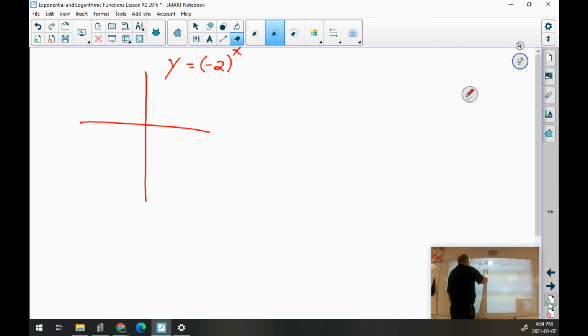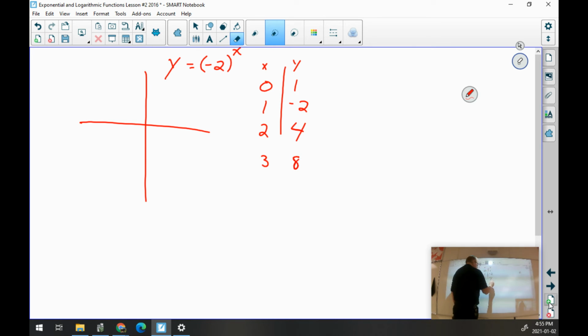We'll start at 0. So if x is equal to 0, y is going to be equal to 1. If x is equal to 1, y will be equal to negative 2. X is 2, y is going to be 4. X is 3, y will be negative 8. So we're going to be here, and then here, here, here.